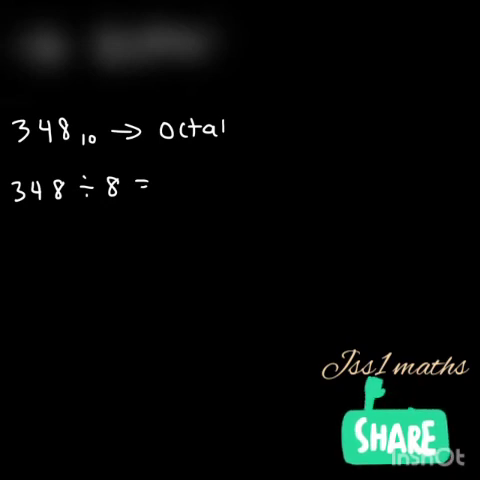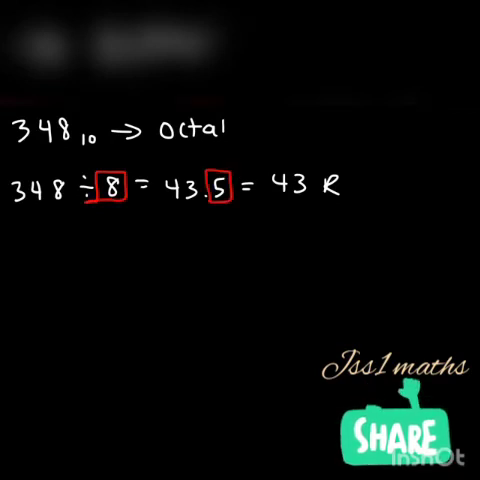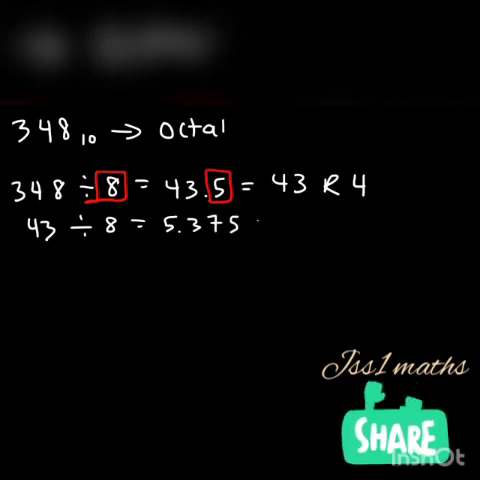That's going to be 43.5. So this is 43 remainder. Now to find the remainder, multiply 8 by 0.5. So 8 times 0.5 is 4. So it's 43 remainder 4. Next, take 43 and divide it by 8. And this will give you 5.375. So it's 5 remainder, and then multiply the 8 by 0.375. 8 times 0.375, that will give you 3.